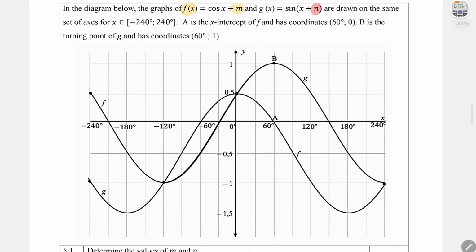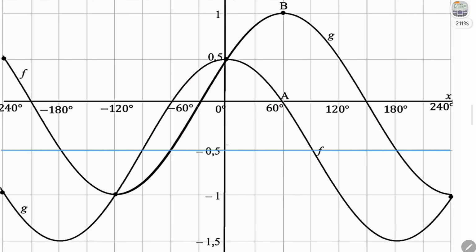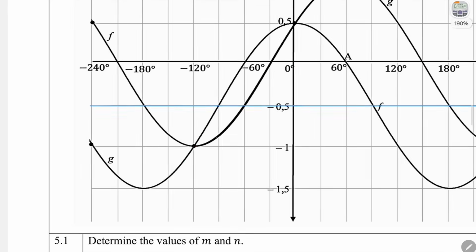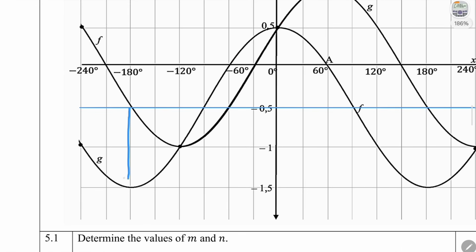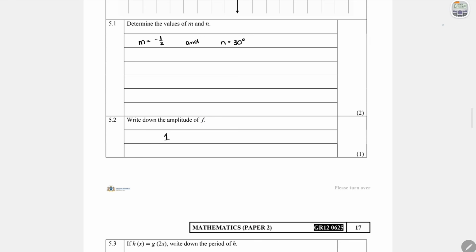That would be the height of this graph from the midline. If you found the middle of this graph, then from that midline to the highest point would be 1, and from that midline to the lowest point would be 1 unit as well. So that is our answer. The amplitude is 1. Moving on to the next question.